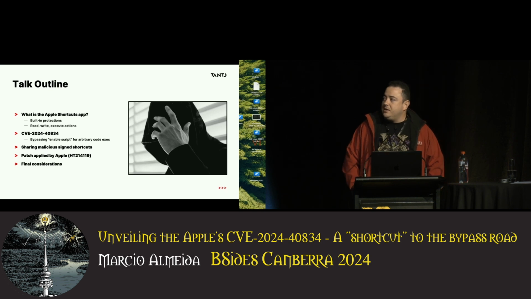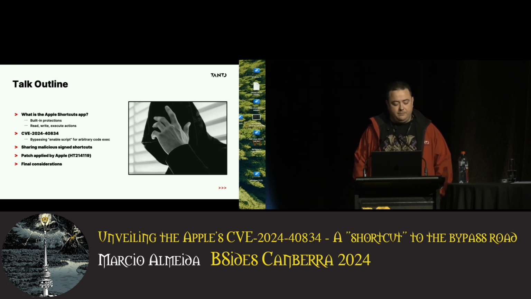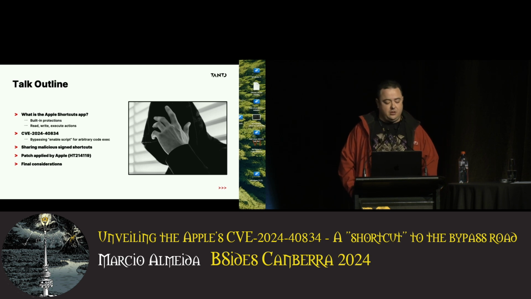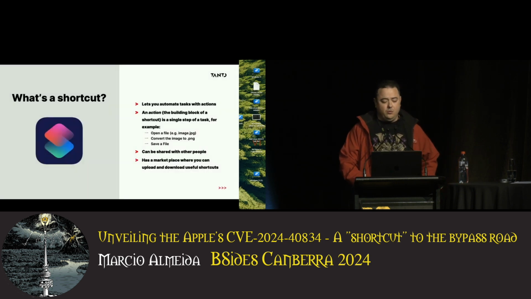So that's the talk outline. We're going to explain what the Shortcuts application is, and some built-in protections they have in place to avoid people doing nasty stuff, because it's a really powerful tool used for automation. Then I'll show you some read, write, and execute primitive actions that we can use. Then I jump straight to the CVE and explain how we bypass the enable script, one of the main protections to avoid people executing code. Then how we can share malicious silent shortcuts with people, the patch applied by Apple, and some final considerations.